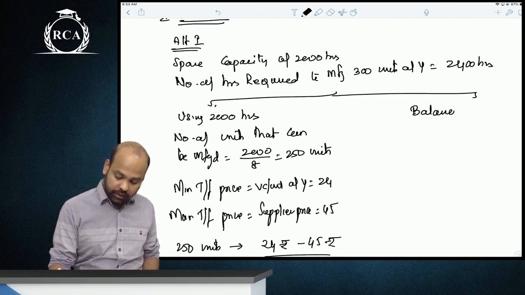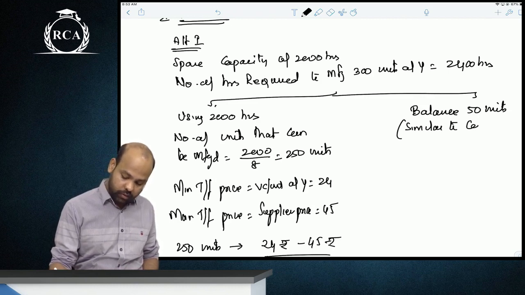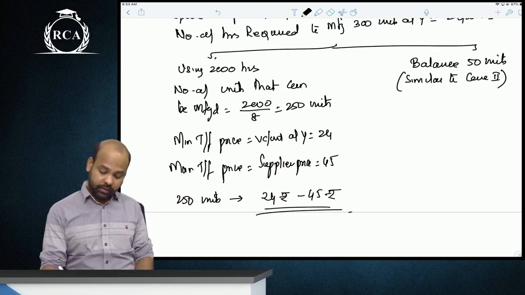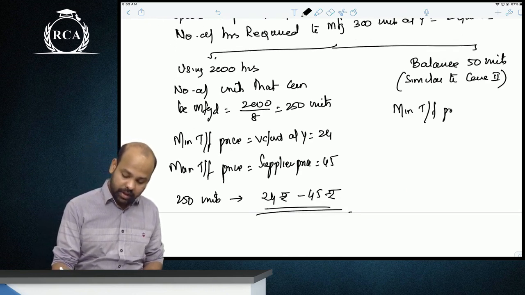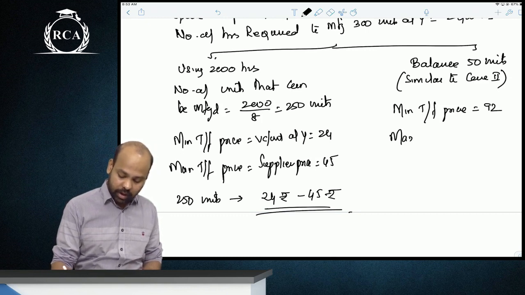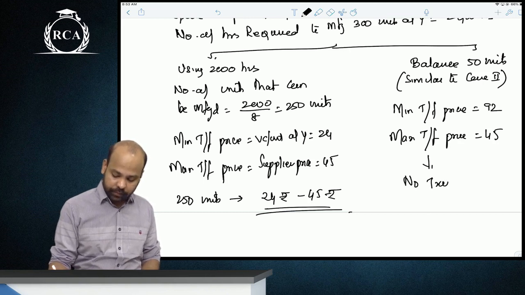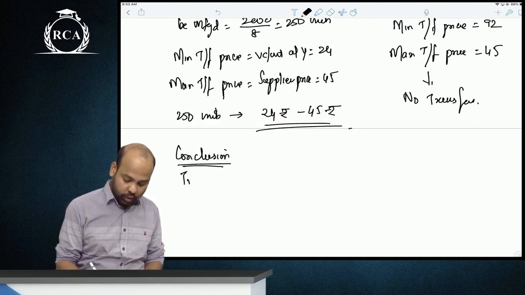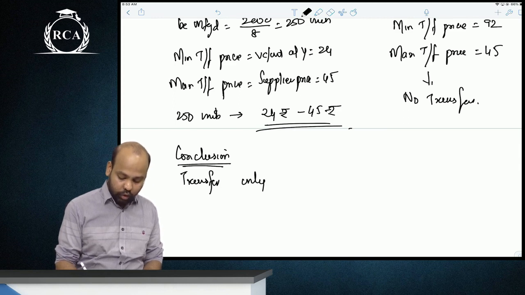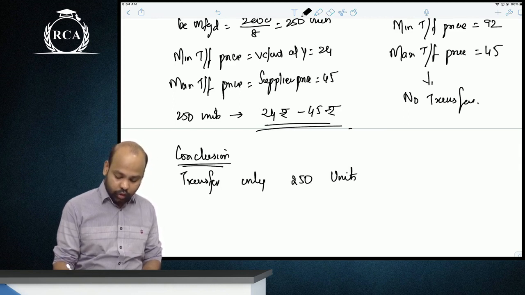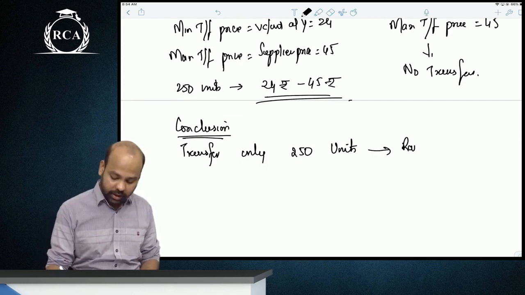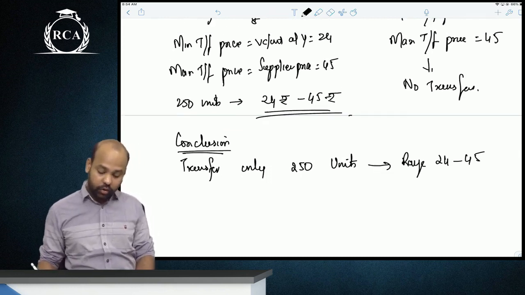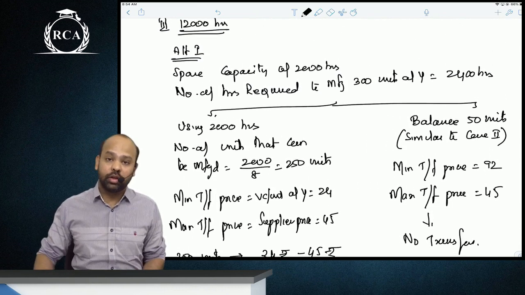For the balance 50 units, similar to case 2, your minimum transfer price would be 92 rupees. We already did this, guys. Maximum transfer price, I am dividing into two cases, beta, is 45. No transfers. So what's the conclusion, guys, under alternative 1? You will transfer only 250 units, out of spare capacity, and nothing else, and the range there would be 24 to 45. This is one way of thinking, but ICI did not do this. Why? I do not know.